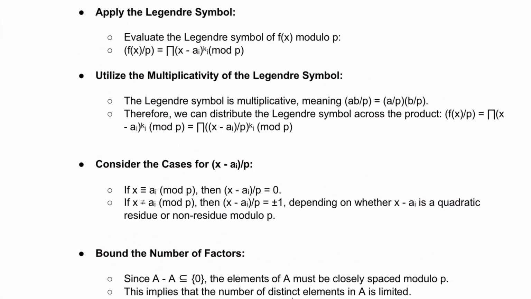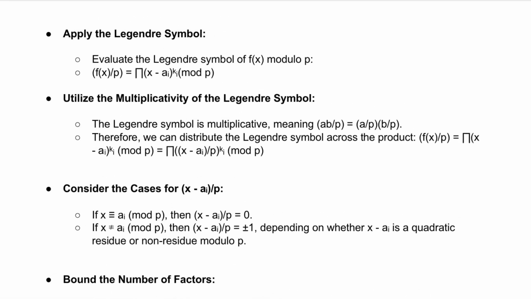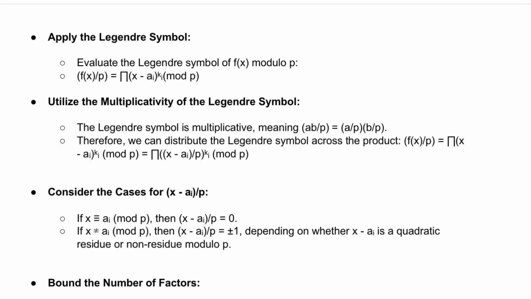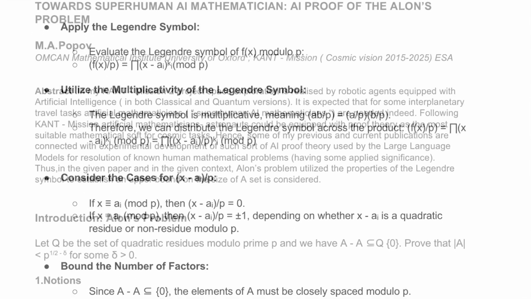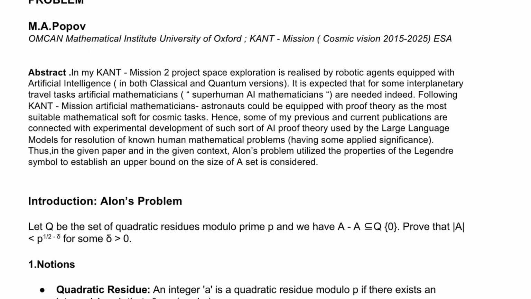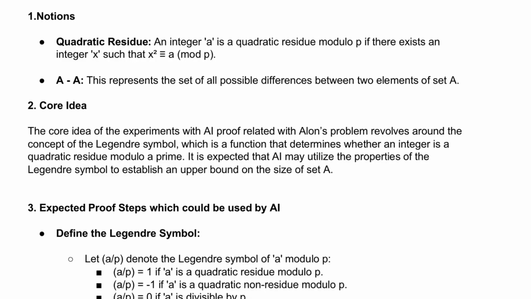If two numbers have the same remainder after being divided by another number, we say they are congruent to each other. Okay, that makes sense. So it's a different way of seeing how numbers are related to each other, not just what their individual values are. Exactly. And this idea of congruences will be key as we explore how AI mathematicians took on Alon's problem.